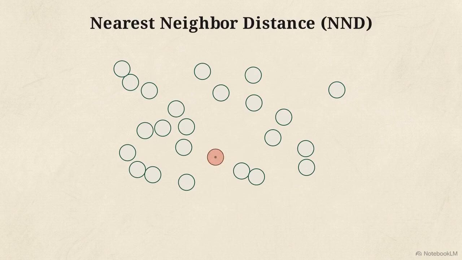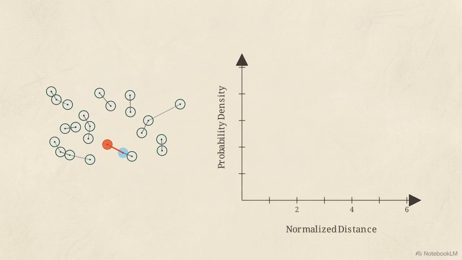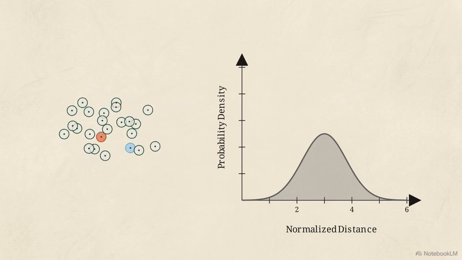To map the spatial chaos, we calculate the nearest neighbor distance, or NND. We trace the shortest possible vector from one reference fiber centroid to its absolute closest neighbor. Extracting this for every fiber generates a massive dataset of spatial relationships. We map the frequency of these distances, creating a probability density function.